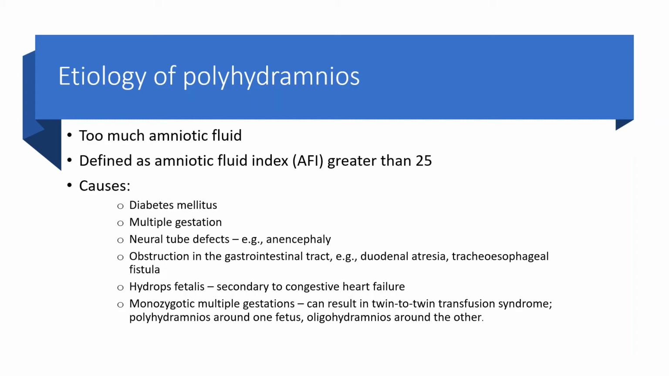Neural tube defects such as anencephaly, right? Because all that CSF accumulates since there is no brain development. So that is anencephaly, and there is polyhydramnios. Obstruction in the gastrointestinal tract, right? For example, duodenal atresia or tracheoesophageal fistula. So fetal drinking is affected, and there is too much accumulation.